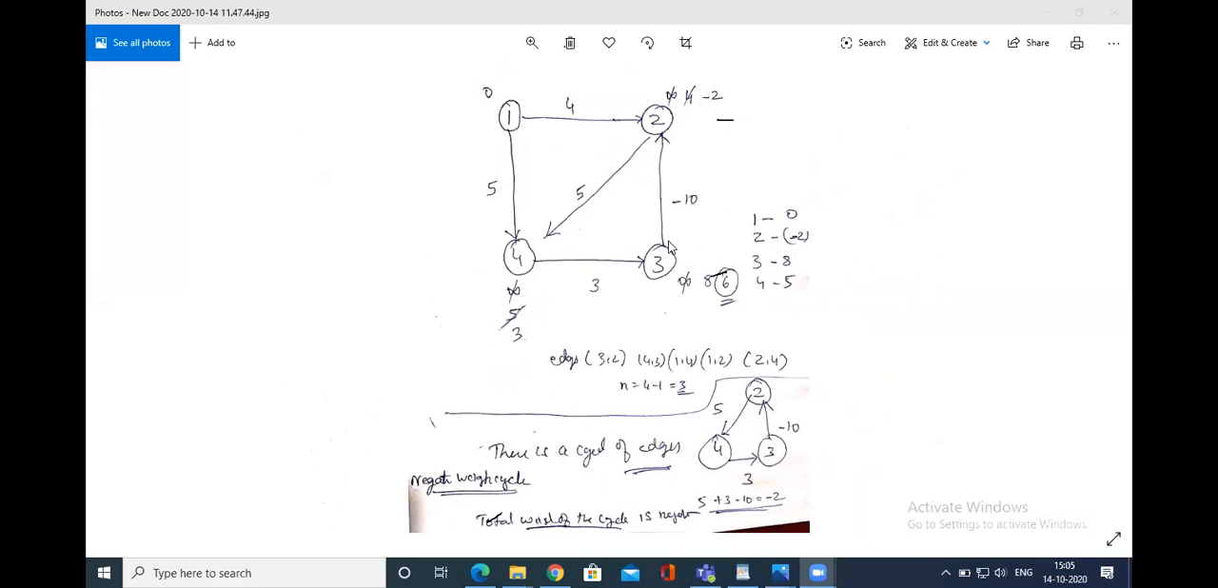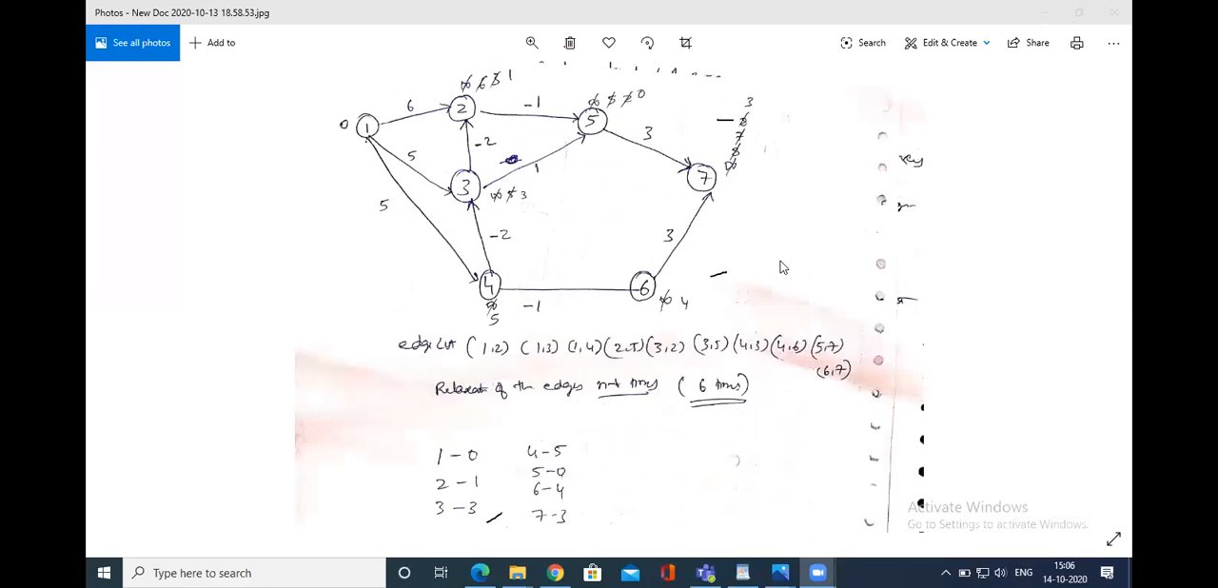How do you determine that it has been failed? That is relaxation. For example, we did relaxation only for 3 times for all the edge lists. If you do it once again, repeatedly, the shortest path should not change. Okay. In this case, what happens?